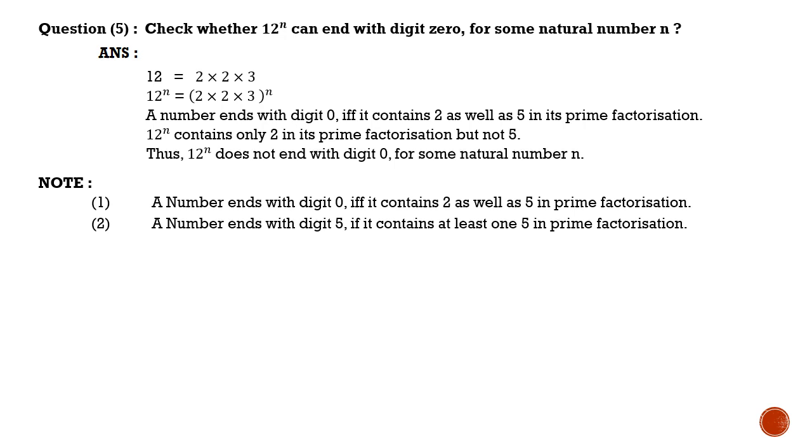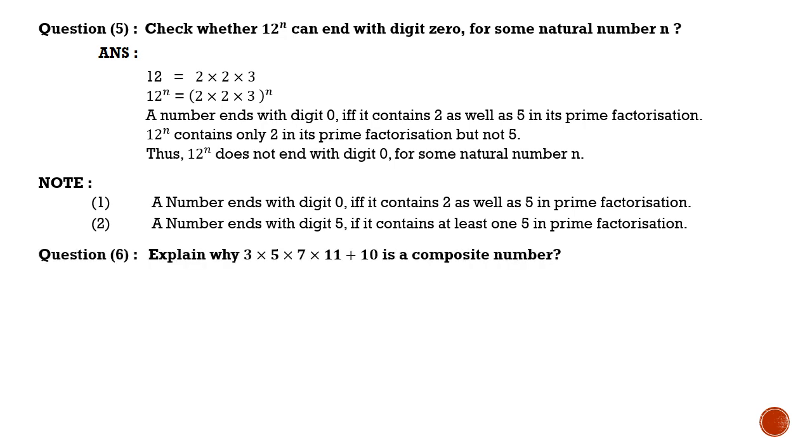Now let us start with the last question based on fundamental theorem of arithmetic. This question is also very simple. The question is: explain why 3 into 5 into 7 into 11 plus 10 is a composite number.